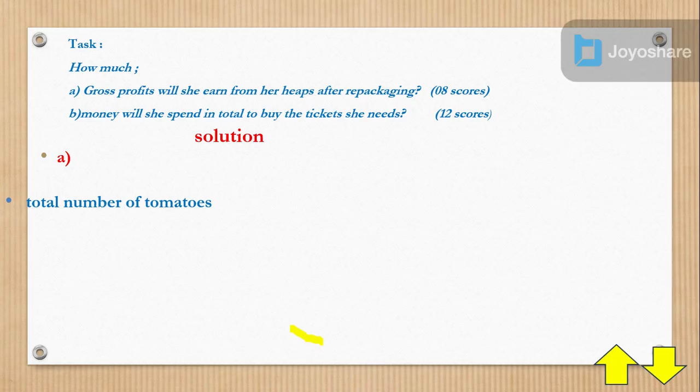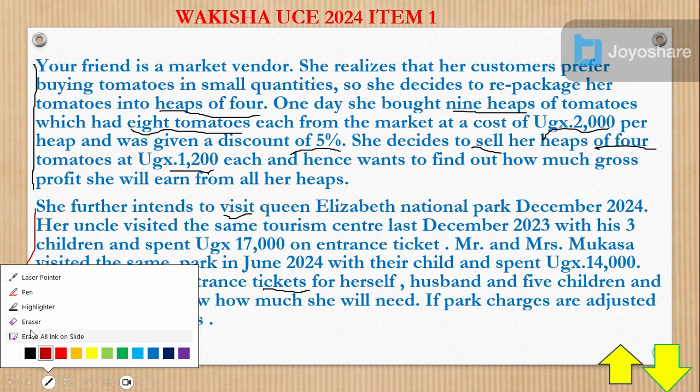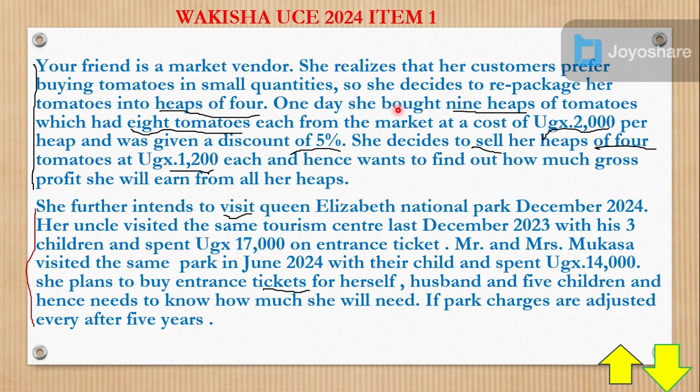So realize in the question they told us the total number of tomatoes she bought. You realize that in the first one they told us that she bought 9 heaps, but each heap with 8 tomatoes. So here they're telling you that she bought 9 heaps of tomatoes, each of which had 8 tomatoes.